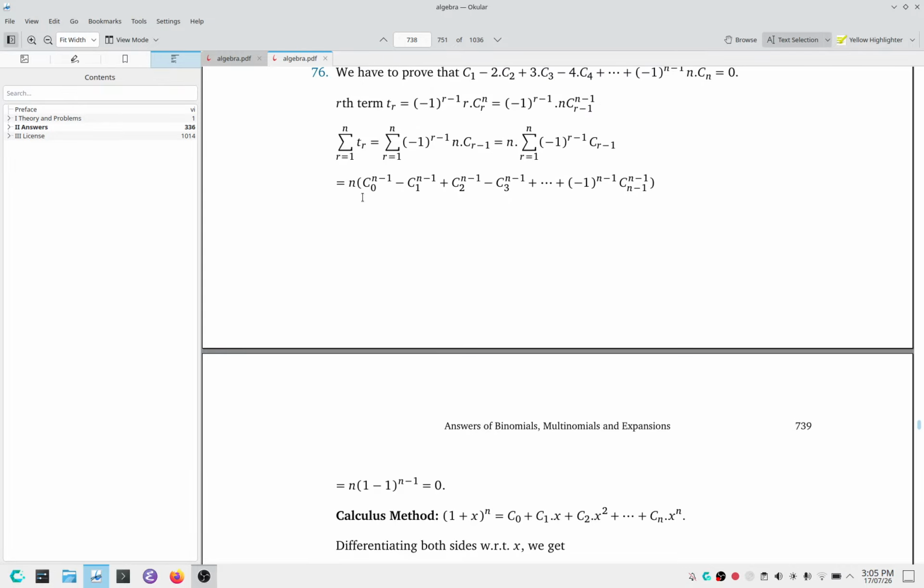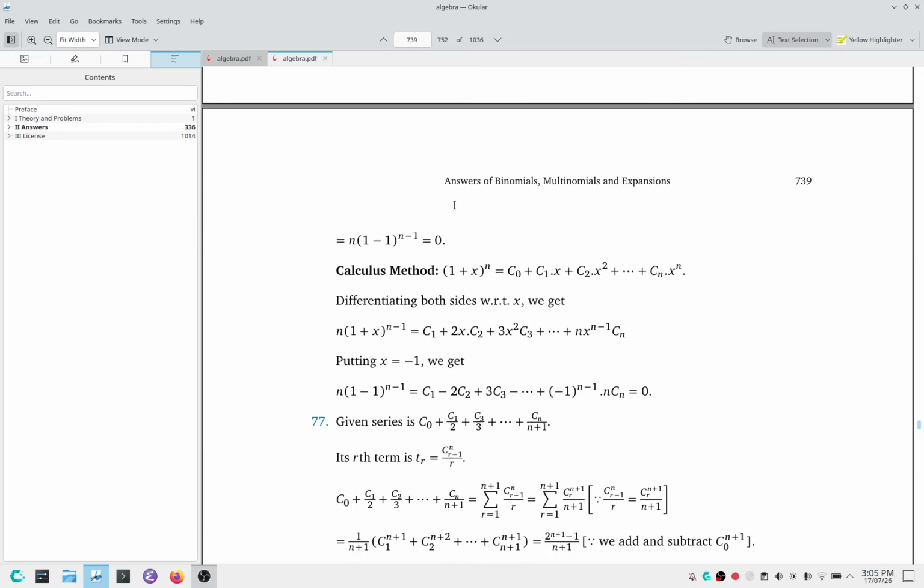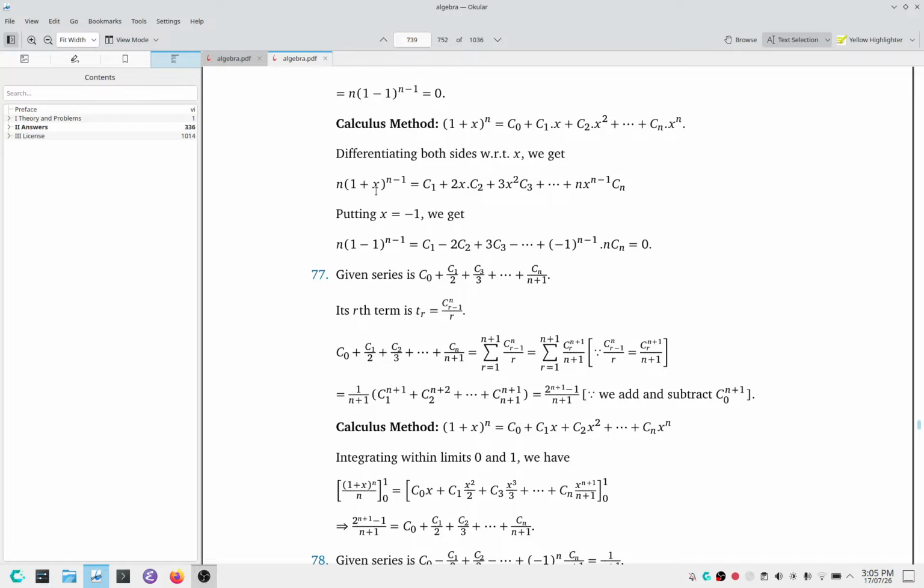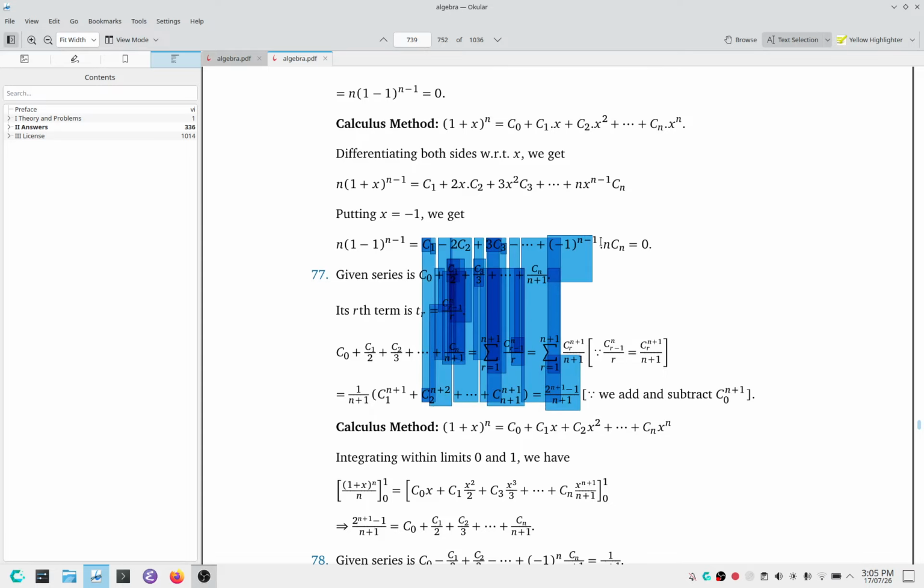Now we substitute the values for r, we get n times (C(n-1, 0) minus C(n-1, 1) plus C(n-1, 2) up to (minus 1)^(n-1) C(n-1, n-1)), which is equal to n times (1 minus 1)^(n-1), which is equal to 0. Now the calculus method is we have this expansion, we differentiate both sides with respect to x. So we get n times (1 plus x)^(n-1) is equal to c1 plus 2x c2 plus 3x square c3 up to n x^(n-1) cn. Now we substitute x is equal to minus 1, we get n times (1 minus 1)^(n-1) is equal to the required series.